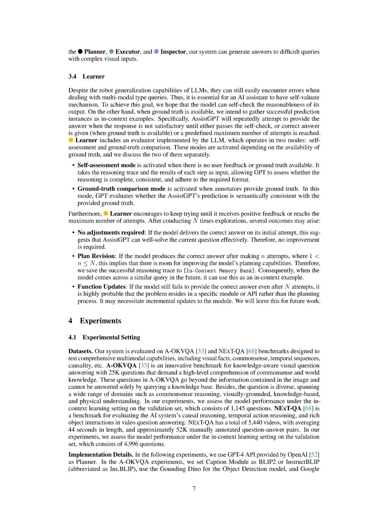It operates in two modes, self-assessment and ground truth comparison. The model encourages repeated attempts until it receives positive feedback or reaches the maximum number of attempts. If the model delivers the correct answer on its initial attempt, no improvement is required. If it produces the correct answer after making n attempts, where 1 less than n is less than or equal to n, this implies that there is room for improving the model's planning capabilities.